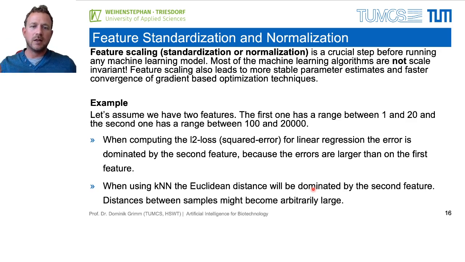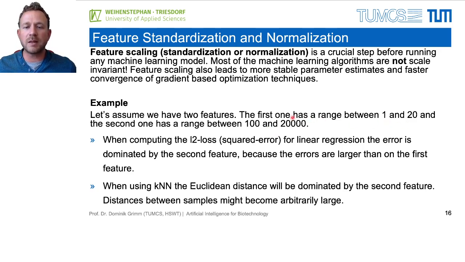Let's look at an example here. Let's assume we are given 2 features. The first feature has a range, for example, between the value 1 and the value 20. And the second feature has a range starting at 100 up to 20,000. So 2 different features, 2 different scales. Let's assume now we compute the L2 loss, so the squared error. When we compute the squared error here, the error might be much, much smaller than if we would compute it here. So if we compute an error, let's say between 200 and 150, we get a much larger error than if we compute an error here between 1 and 5.